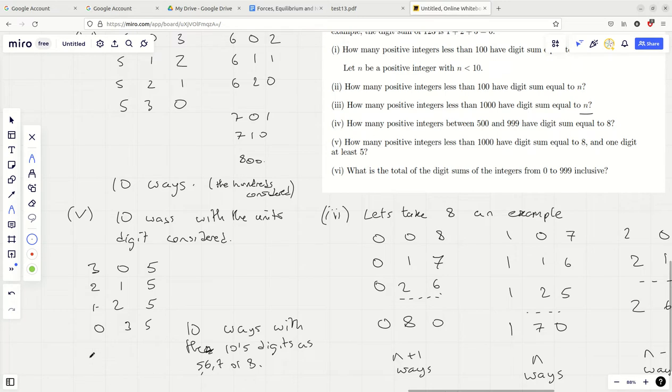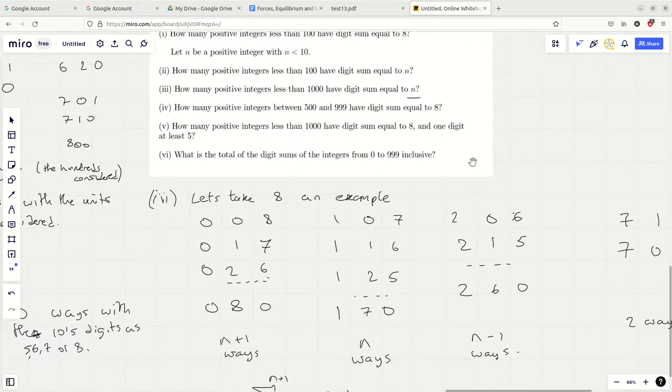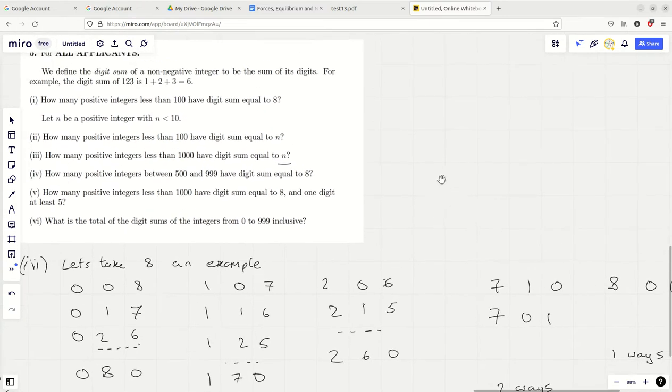My main consideration in this question is I kind of feel sometimes like I'm just writing down the answer without enough working. And that makes me kind of paranoid sometimes on these questions. But there we go. Finally, part six. What is the total of the digit sums of the integers from 0 to 999 inclusive?